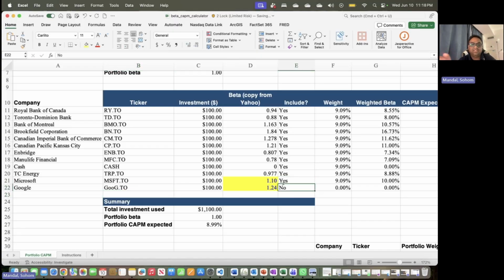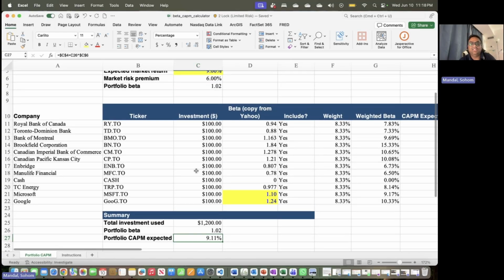The moment I said yes, you can see my portfolio beta is now going up to like 1. Now I'm supposed to get a portfolio of 1, basically going with the market. Then I add these, and my portfolio is a little more than the market. So my portfolio beta is 1.02 and my CAPM is 9.11. So you can see how things are moving. One thing is very interesting.